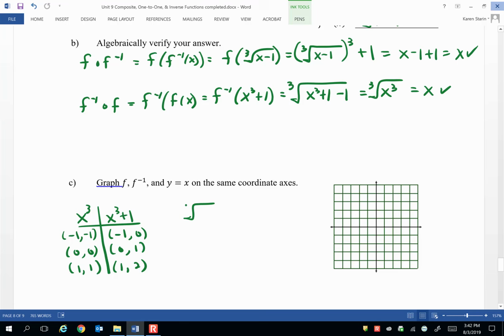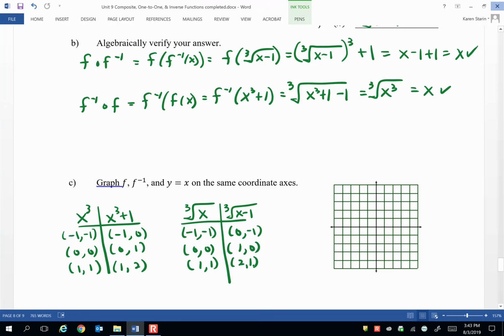For our parent function, the cube root of x, we'll also take our key points, which happen to be the same, (-1, -1), (0, 0), and (1, 1). And now we're going to subtract 1, or excuse me, it's x minus 1, so that means we're going to add 1 to every x value, because it's a shift right 1 unit. So we'll have (0, -1), (1, 0), and (2, 1).